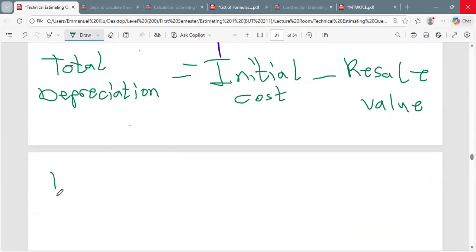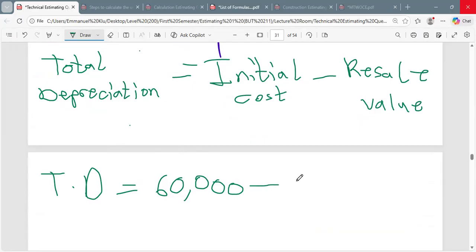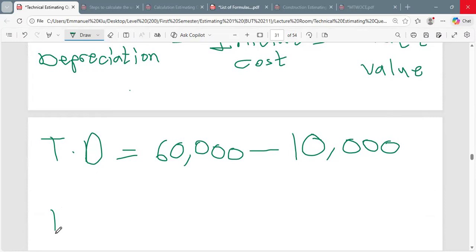So the total depreciation now is equal to what? 60,000 minus the resale value. And the resale value is 10,000. Okay, so what is going to be our total depreciation then? It's just going to be 50,000. So that is going to become 50,000.